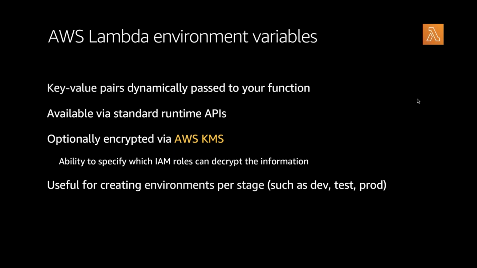So imagine you have a different bucket name in dev and a different bucket name in prod. You can use an environment variable for that. So you can say deploy this code to dev, inject an environment variable with the bucket name for the dev environment. And you can do the same for prod.